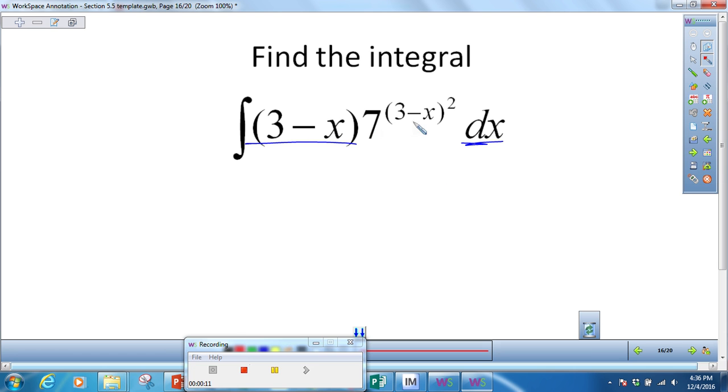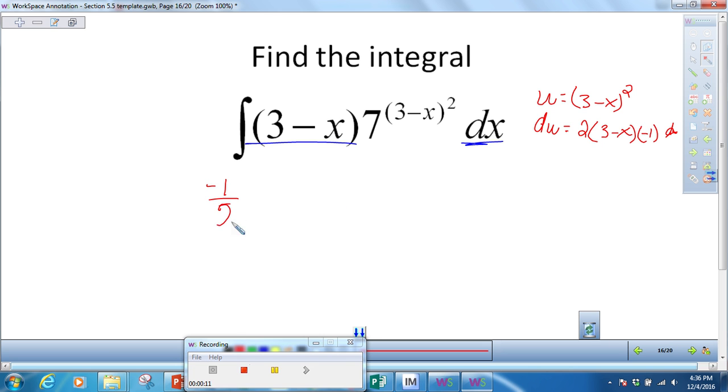Okay, in this one, once again, I'm going to have to use the u substitution. I'm going to let u equal 3 minus x quantity squared, which gives me du is equal to 2 times 3 minus x, and then I still have to use the chain rule on that, negative 1 dx. So I have to take out the negative 1/2. This gives me negative 1/2 times the integral of 7 to the u du.